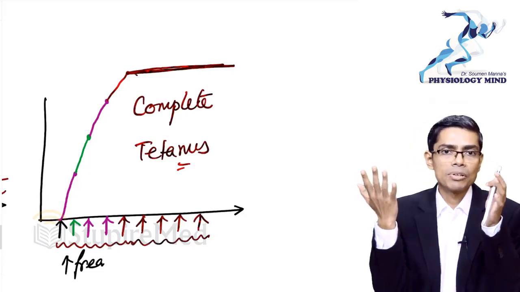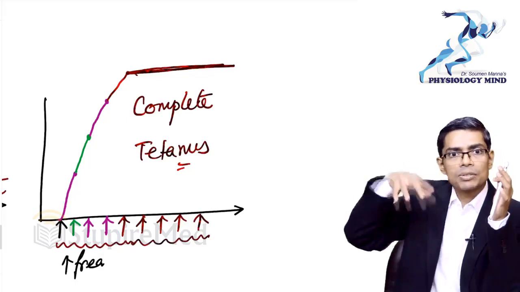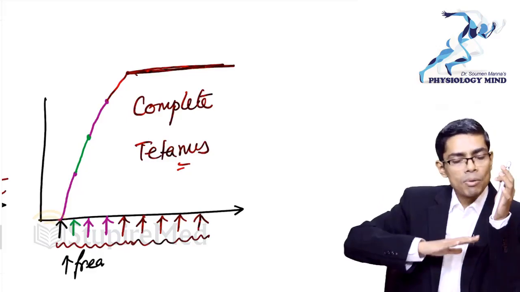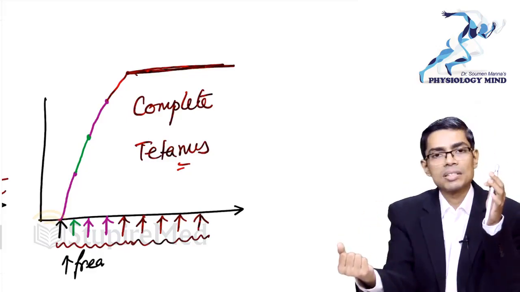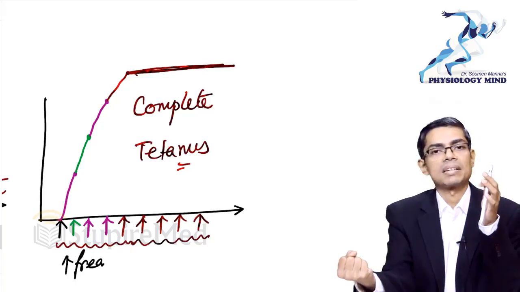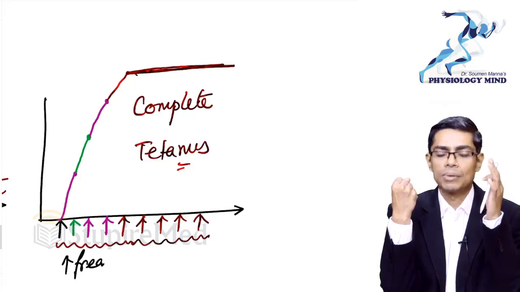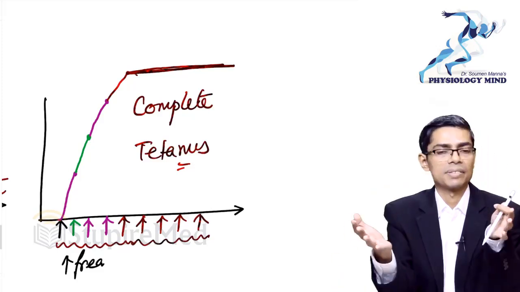So start from the beginning. The brain is giving multiple stimulation to the lower motor neuron, and the lower motor neuron is giving contraction to the skeletal muscle. Skeletal muscle contraction is going on, which type? Complete tetanus type, and that is leading to a smooth sustained contraction. Then when the discharge stops from the brain, relaxation is going on. This is the phenomena.